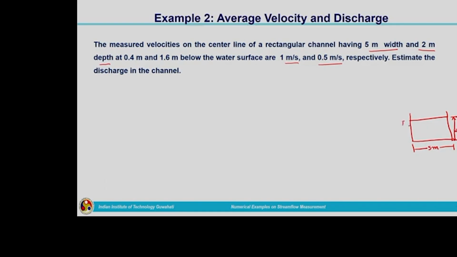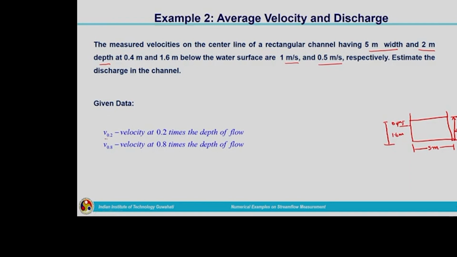0.4 meters from the water surface and also 1.6 meters. Velocities are given as 1 meter per second and 0.5 meters per second. So, if you compute the depth, that is 0.4 meters, we have the total depth of the channel to be 2 meters. So, 0.2 times the depth of the channel will be 0.4 meters.